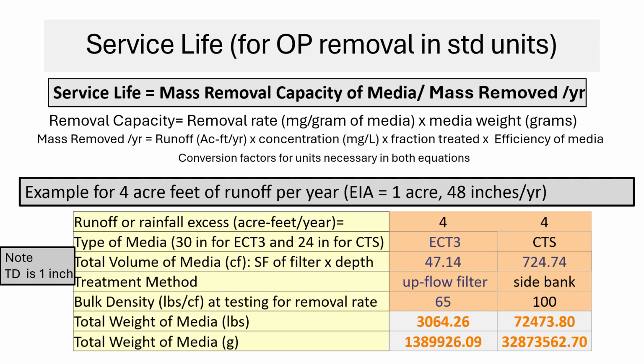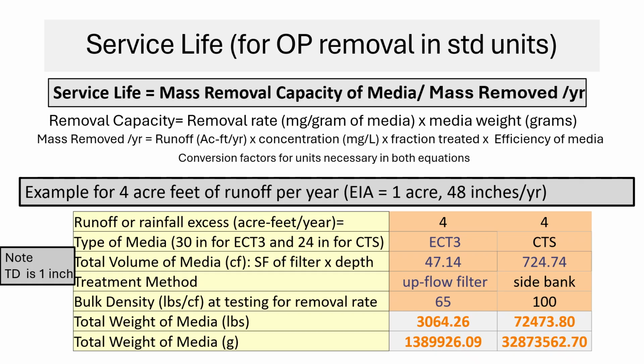The mass removed per year is calculated by taking the annual runoff volume in acre-feet per year, multiplying by the pollutant concentration in milligrams per liter, then accounting for the fraction of runoff that actually gets treated, and finally applying the efficiency of the media itself. The example here works through this calculation using a unit basis of 1 acre of effective impervious area with an annual runoff depth of 48 inches, which gives us 4 acre-feet of runoff per year.